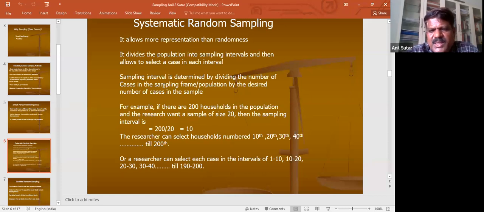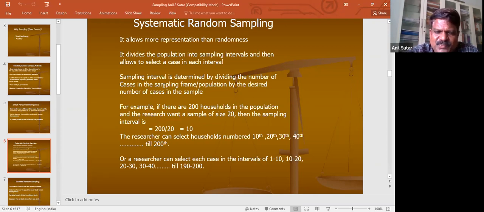if you intend to do a household consumer survey, and if there are 200 households in the population, and the researcher wants a sample of size 20, then the sampling interval can be arrived at by dividing 200 by 20, that is 10. So 10 is the interval for selecting your sample, or it can even be called the sampling unit. How it works, the researcher can select household number 10th, 20th, 30th, 40th till 200th. Then you will get 20 cases, 100% you will get 20 cases.